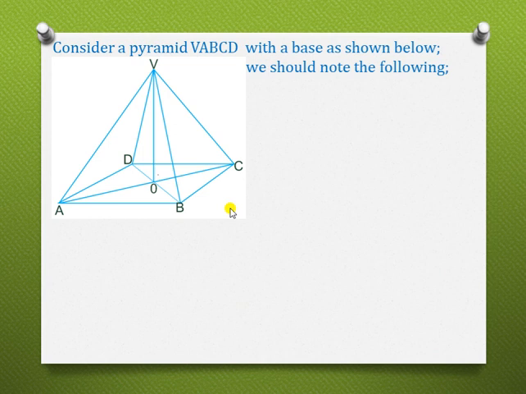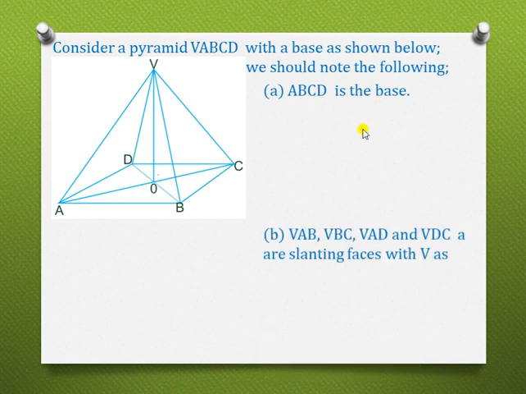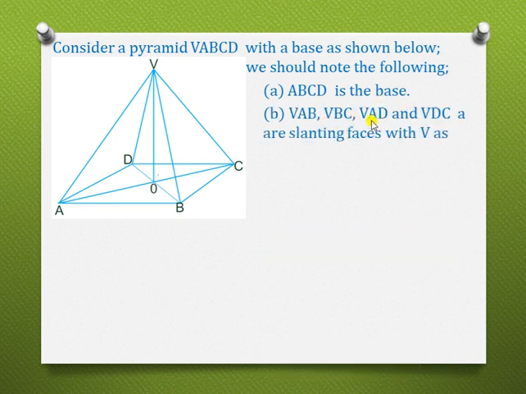Now this is how a right pyramid looks. And we are saying consider a pyramid VABCD with a base as shown below. We should note the following. ABCD is the base of our pyramid. VAB, VBC, VAD, VDC are slanting faces with V as the vertex of our pyramid.